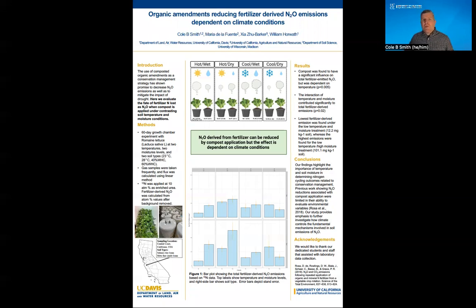This needs to be further evaluated, as previous studies have highlighted the role that compost can have in reducing N2O, but have been limited in their ability to contrast these variables.